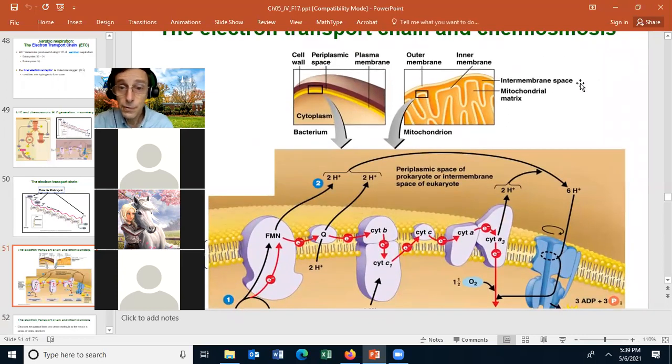Now, in eukaryotes, we're safe because when we pump hydrogen ions from this side of the membrane to that side of the membrane, that means we're pumping the hydrogen ions into the intermembrane space, and we have the outer membrane of the mitochondria to protect the cell from these hydrogen ions. Everybody see that?